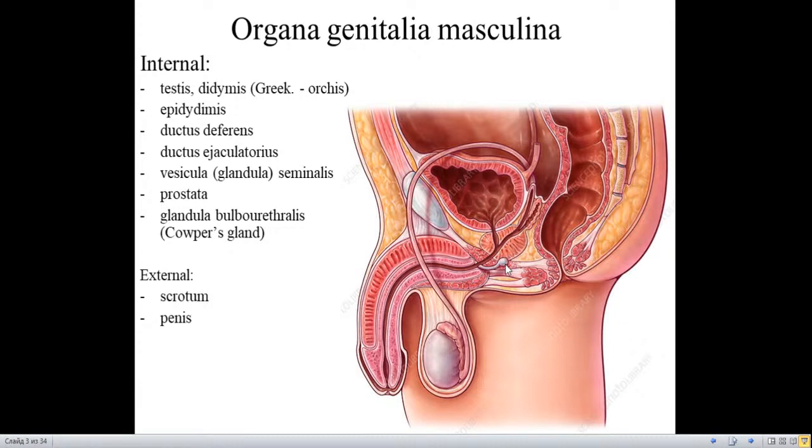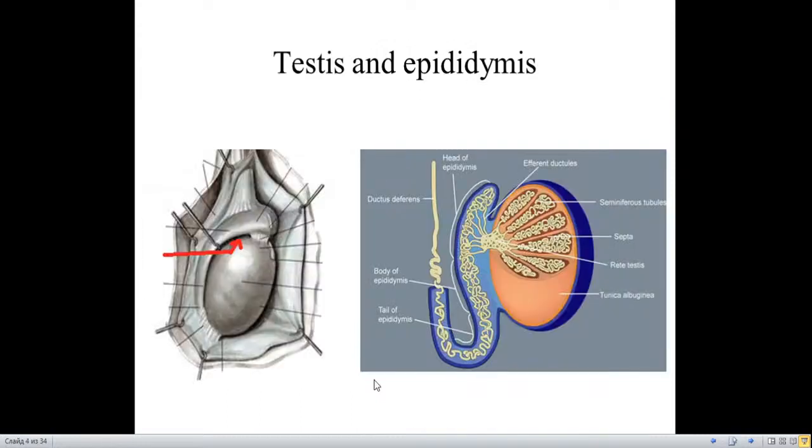Cowper's is an eponym. It is named in honor of scientists who first described this organ. And two external organs. First one is scrotum, a sac containing testis, epididymis and the initial part of vas deferens, and penis. Let's go briefly through all these organs. First organs, testis and epididymis. In detail you will consider the structure of these organs in practical class. Now I'll just briefly revise.